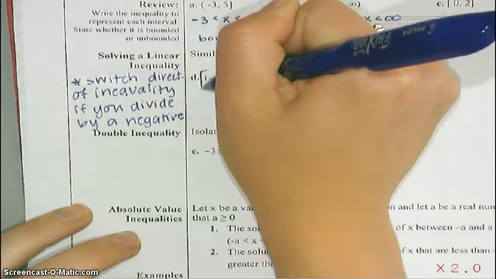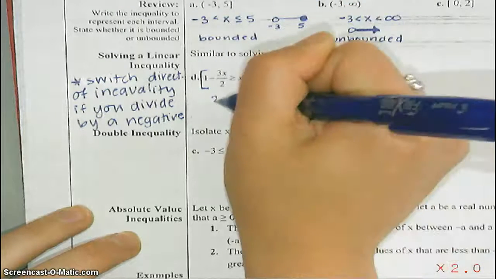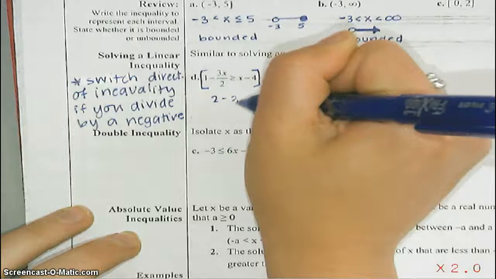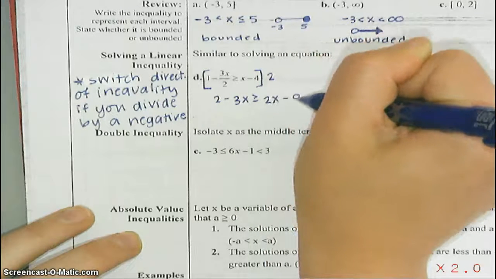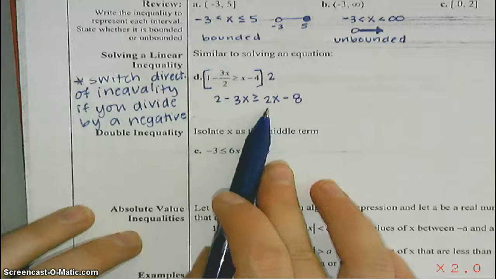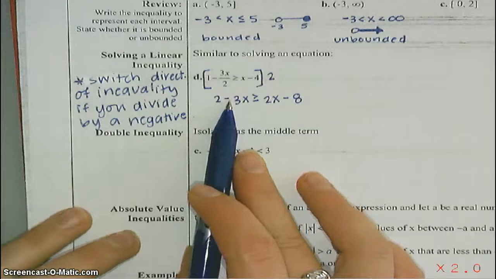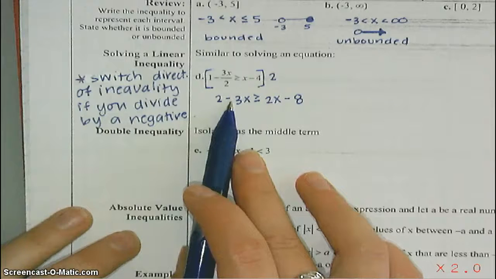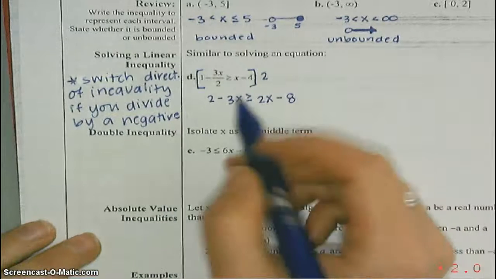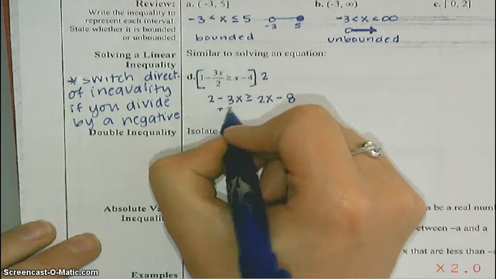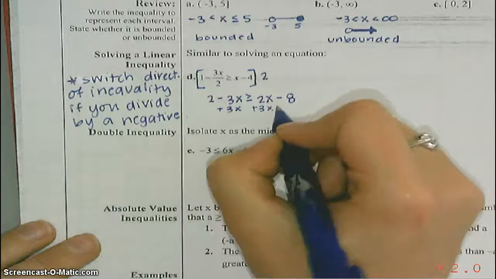So first off, I want to get rid of the 2 on the bottom of the denominator, so I'm going to go ahead and multiply by 2. Leaving us with 2 minus 3x is greater than or equal to 2x minus 8. So I could take this 2 over to the other side, which would give us a negative 5x, and in the end I would have to divide by a negative. So, to avoid that, instead of moving the 2 over to this side, what I'm going to do to keep my x values positive is add 3x to both sides and add 8 to both sides.